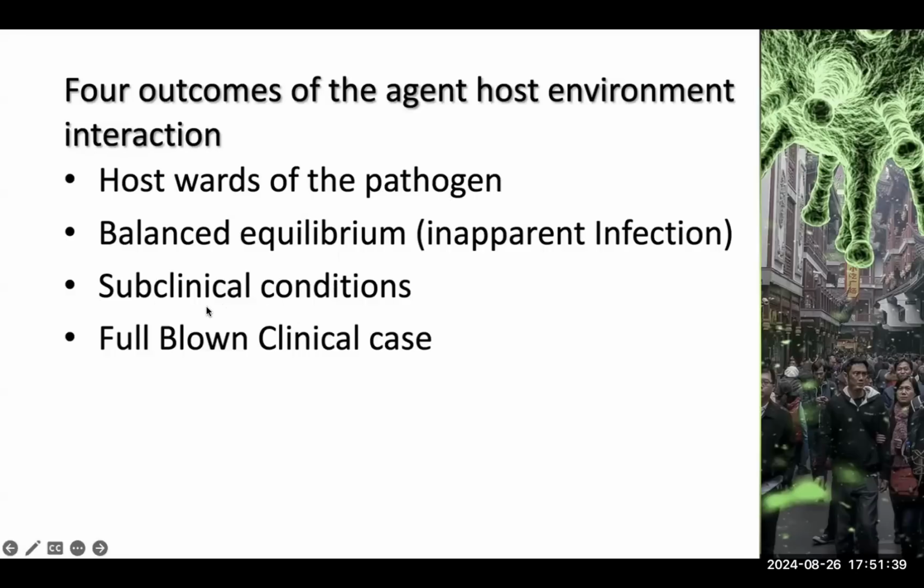Next is the subclinical infection or the subclinical condition. The subclinical infection condition is the time wherein there are just 1 or 2 symptoms of the disease, and this is what we call the prodrome of the disease. And lastly is the full-blown clinical case wherein you will find the pathognomonic characteristic of the disease.